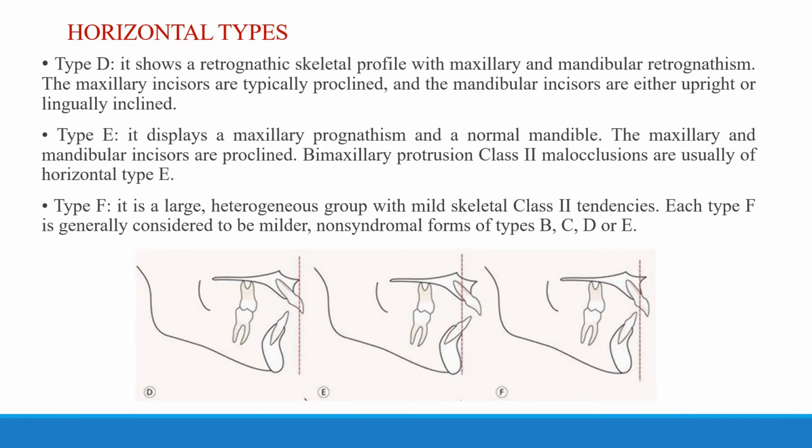Type E displays a maxillary prognathism and a normal mandible. The maxillary and mandibular incisors are also proclined. Bimaxillary protrusion class 2 malocclusions are usually of horizontal type E.